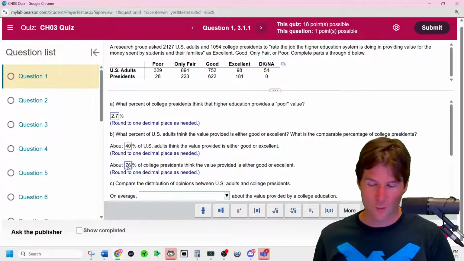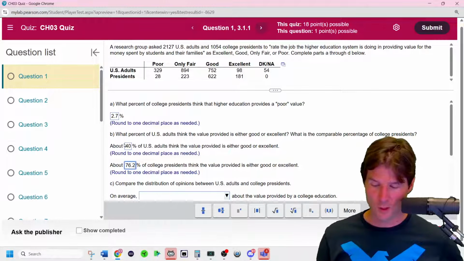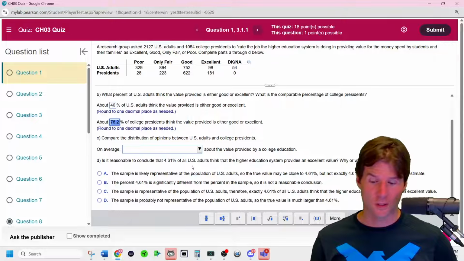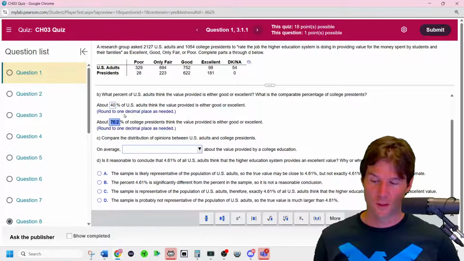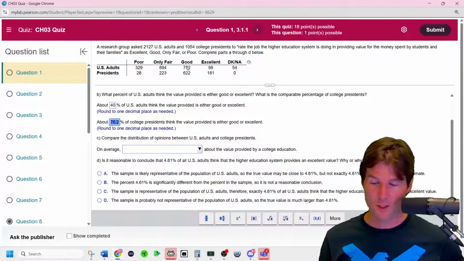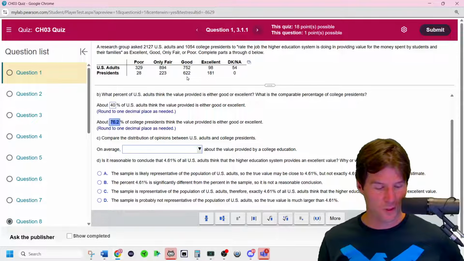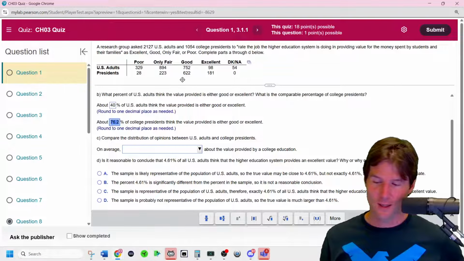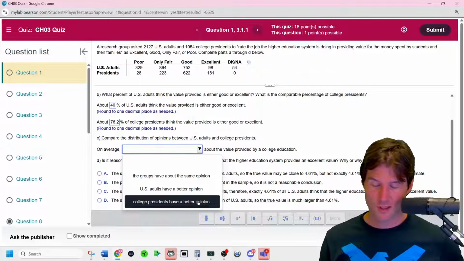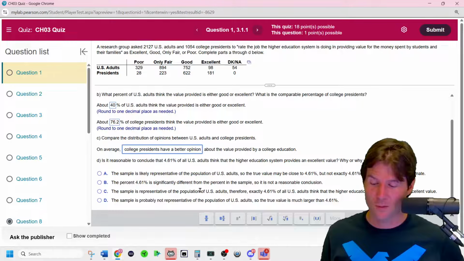Are these big or small differences? Just type big or small. I'm going to give you 40% of the cake or 76.2% of the cake. What do you think? Are those big differences? 40% of U.S. adults thought it was good or excellent. Meanwhile, 76.2% of college presidents thought it was good or excellent. Let's say the college presidents have a much better opinion, and they're college presidents probably for a reason.